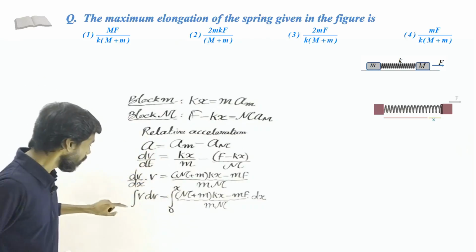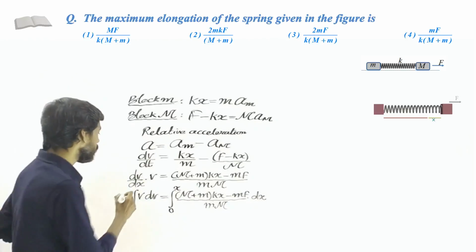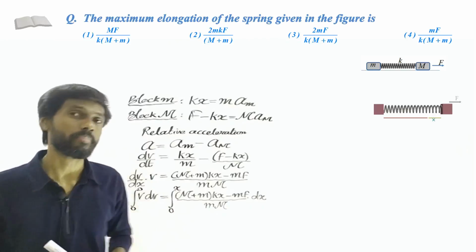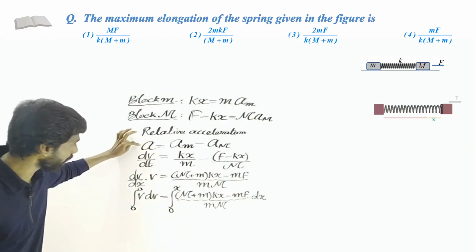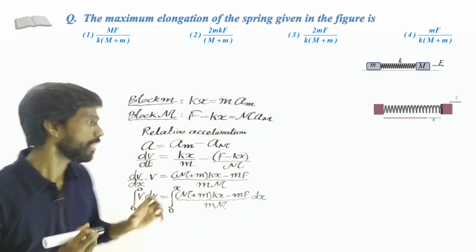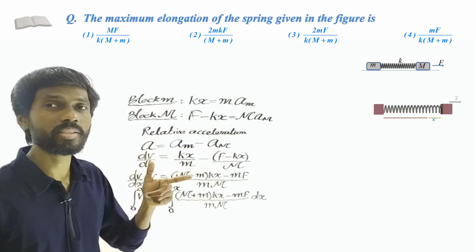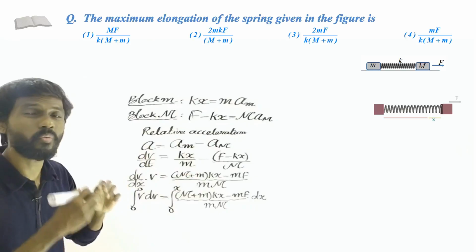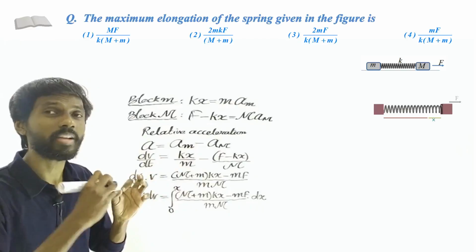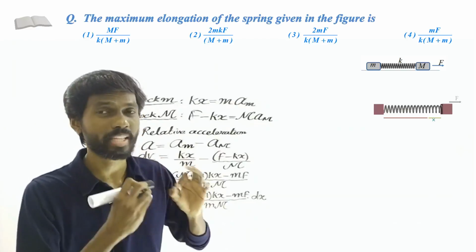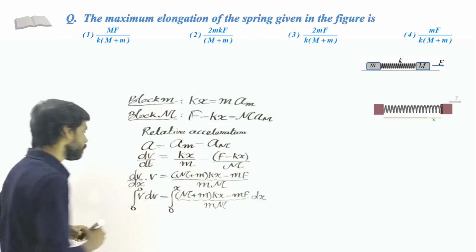What is the initial velocity? 0. What is the final velocity? That is also 0, because we are finding the relative velocity, not the absolute velocities of these two objects. What we used here, a, is the relative acceleration, so integrating that we get the relative velocity. What is the final relative velocity? That is 0, as we have already observed. When the spring reaches the maximum length, the relative velocity is 0, because both the blocks move together with the same velocity. So the whole left hand side is 0.